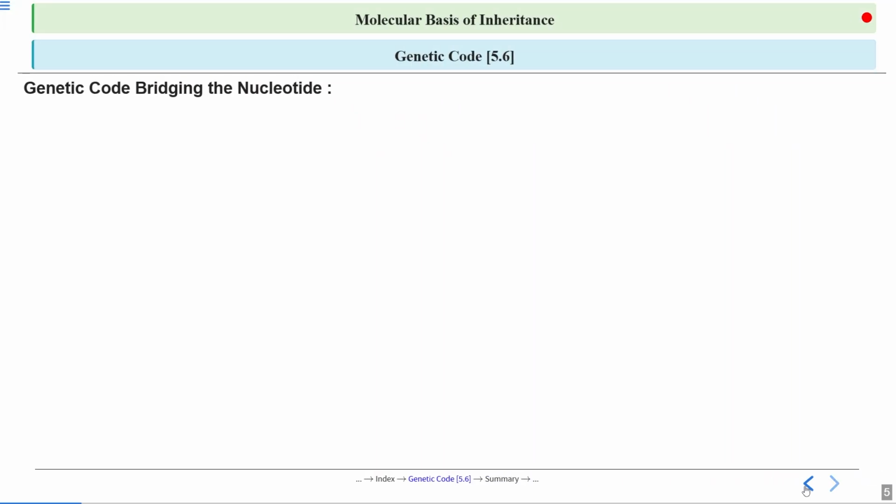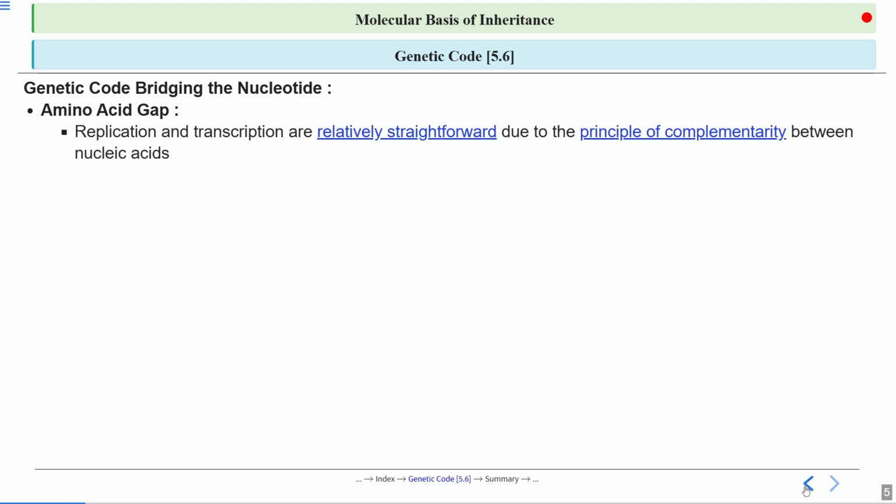So here let's come to the topic. So genetic code. What is this genetic code? So first we have to understand this amino acid gap.